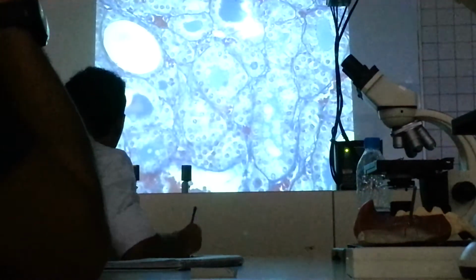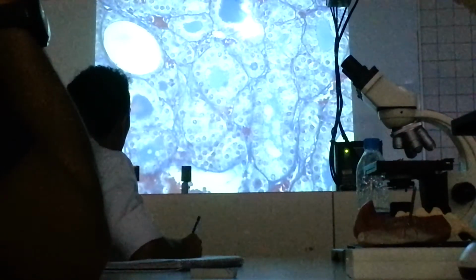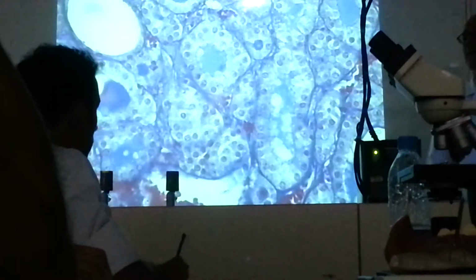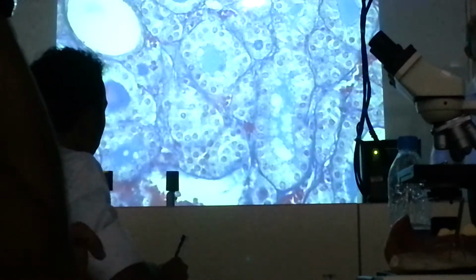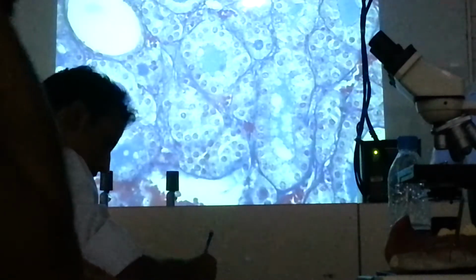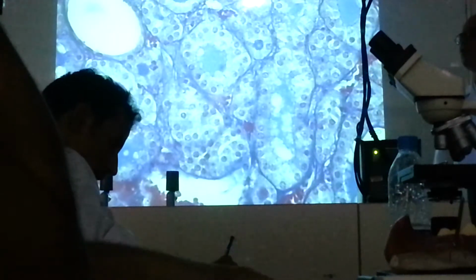Okay? What is the type of epithelium seen? Simple cuboidal. Why is it simple cuboidal? One layer of cubical cells. Nucleus is rounded and central. So these are the 2 points for identification.